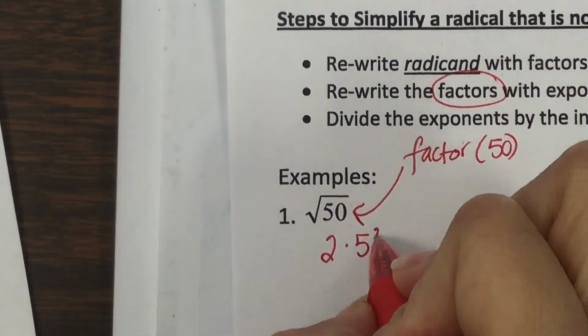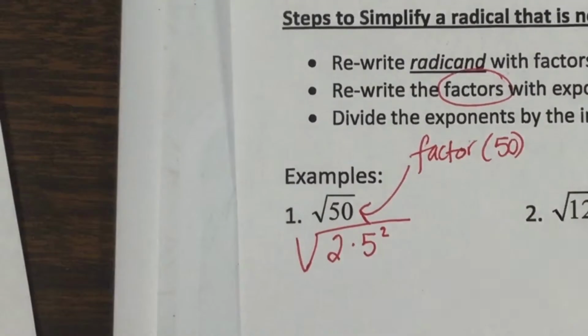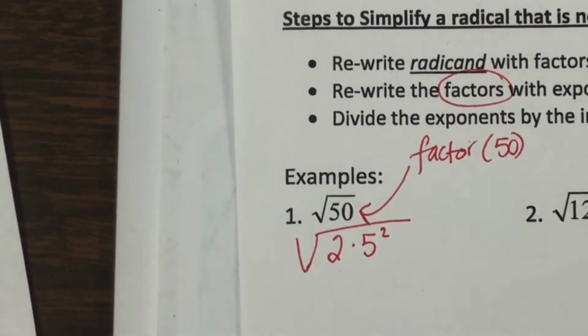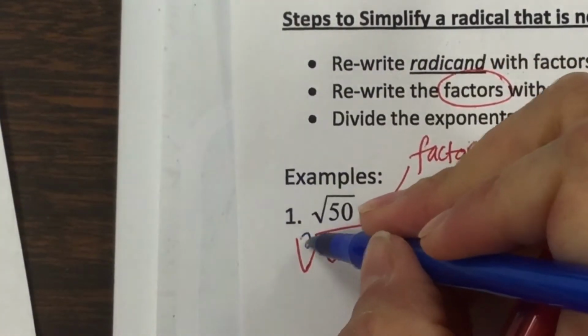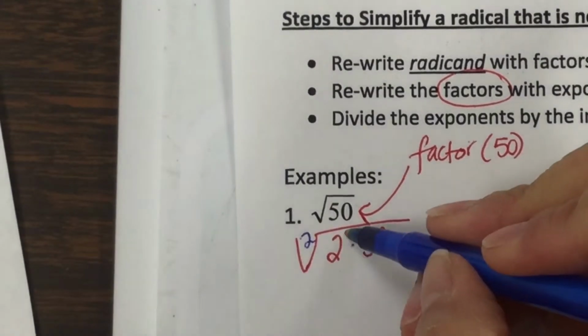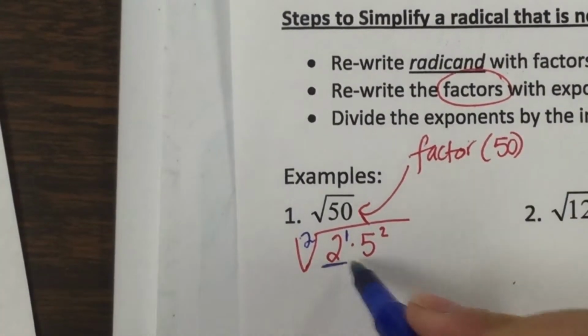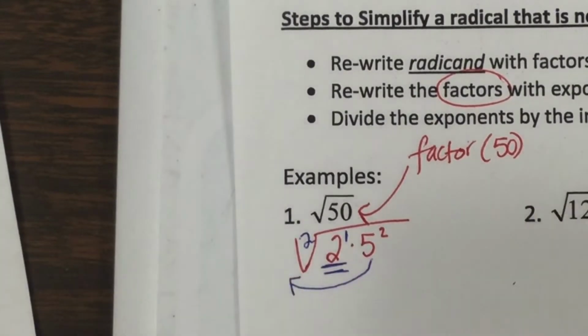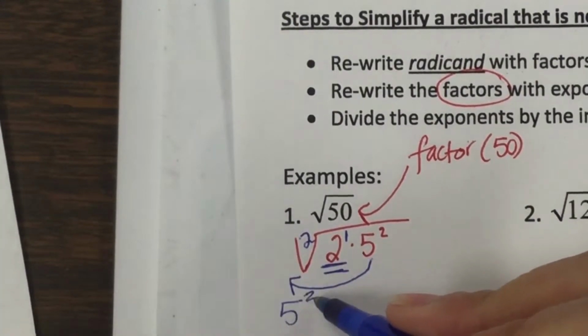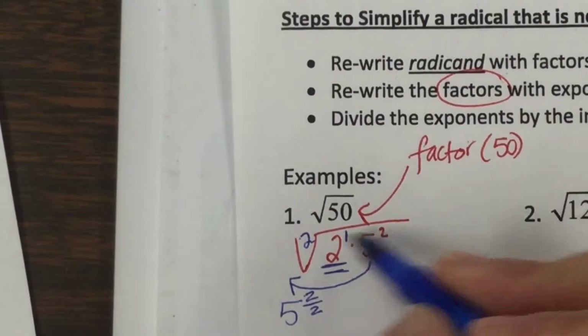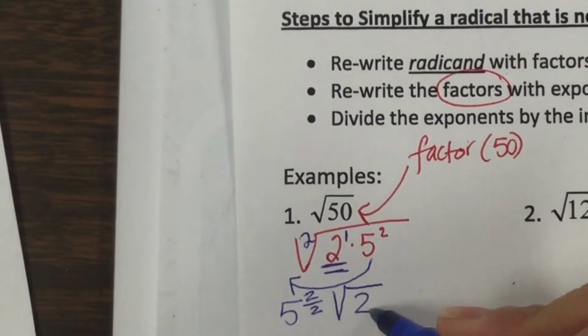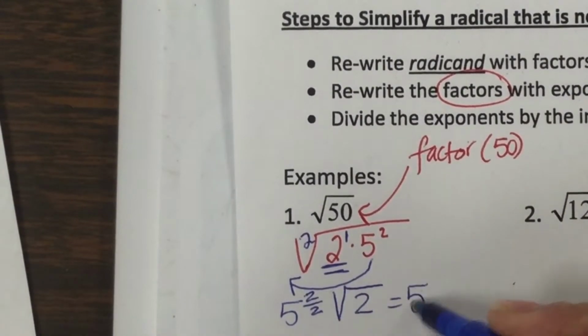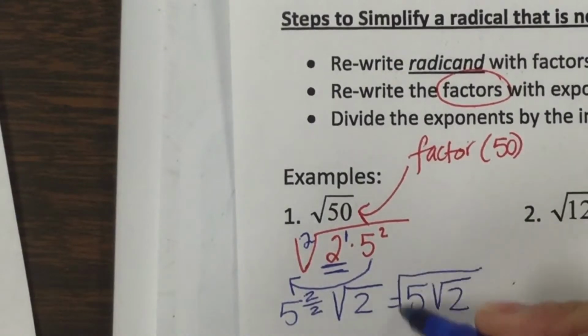When they do that, they get 2 times 5 squared. And this is where you use that rule, inside divide outside. So the outside is 2, exponent is 1. Anything to the first power stays under. If it's divisible by 2, bring it out. So 5 squared, inside divide outside, radical 2. You simplify to 5 radical 2.